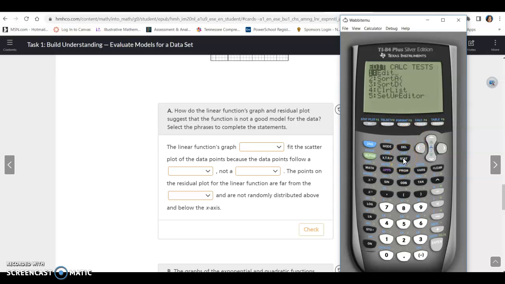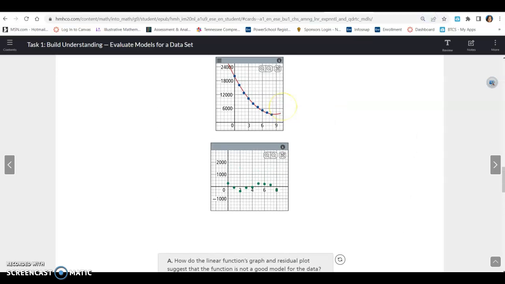So if we hit stat again and hit calculate, this time we're going to do quadratic regression just because it's next. And you can see it gives you your A, B, and C. And again, you just plug those into the standard form equation here. All right, your r squared for this one is 0.998. So that's a pretty good regression, as you can see before. This one's not a terrible model. It kind of looks pretty close to here.